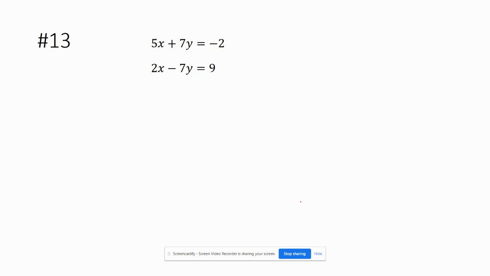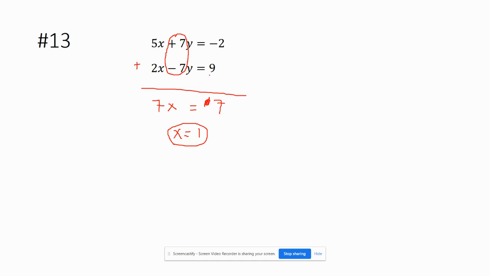The next problem, number 13, I said to use elimination, and that's because if you notice right here we have opposite signs and the same coefficient. So if we add these equations together, those are going to cancel out. So then we add 5x plus 2x is 7x, and negative 2 plus 9 is positive 7. So then we divide both sides by 7 and we get x equals 1.